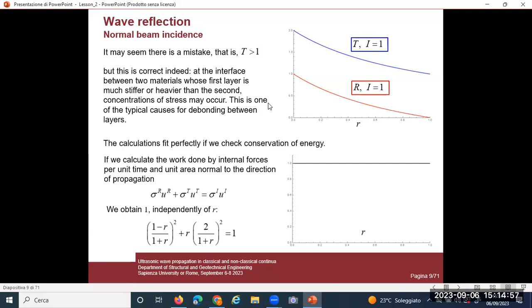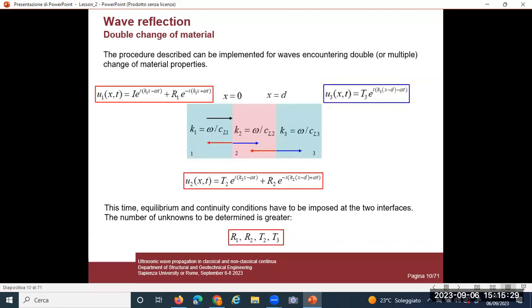What happens instead is that at the interface between two materials whose first layer is much stiffer or heavier than the second, there is a concentration of stress. And this is in fact one of the typical causes of the debonding between layers, which present properties that are very different from one another.